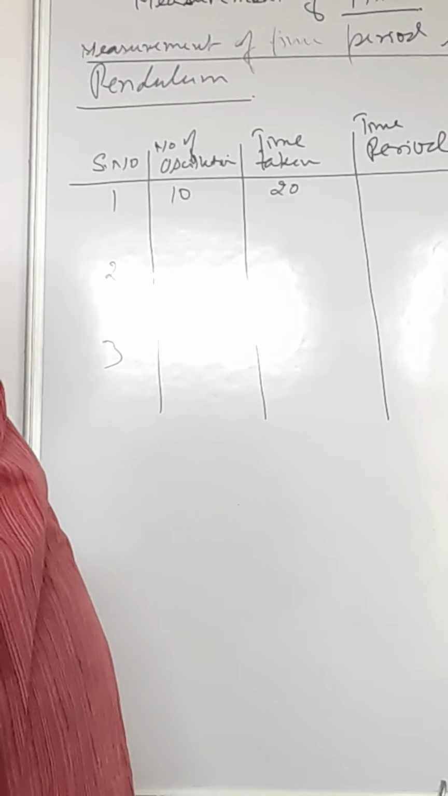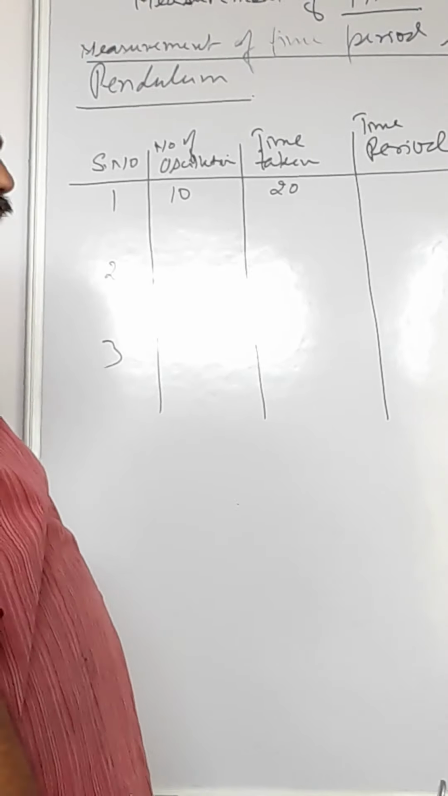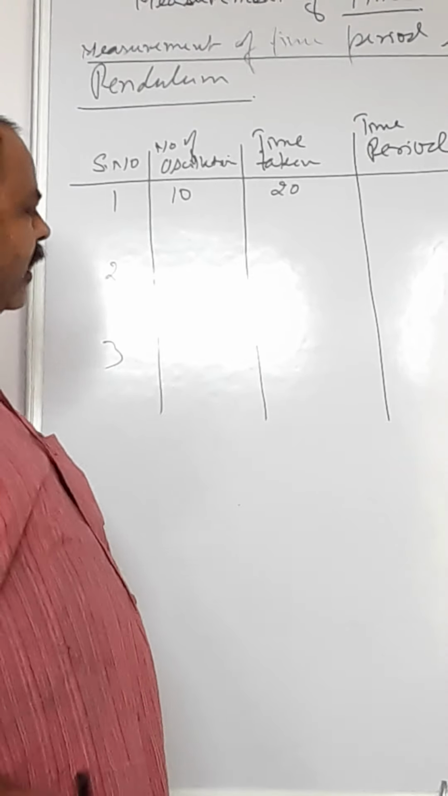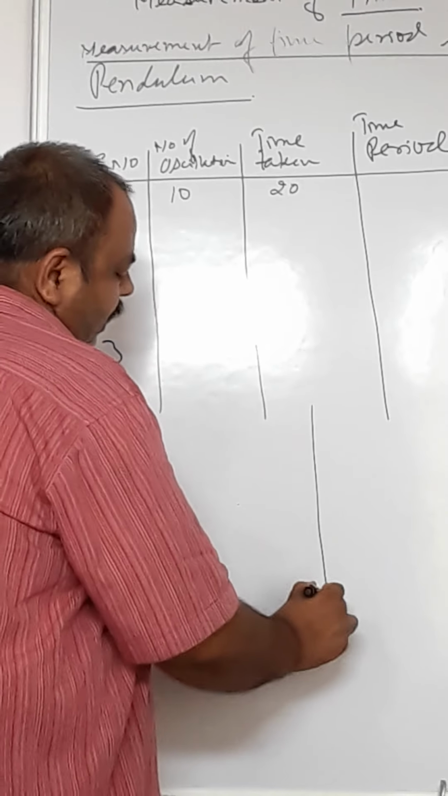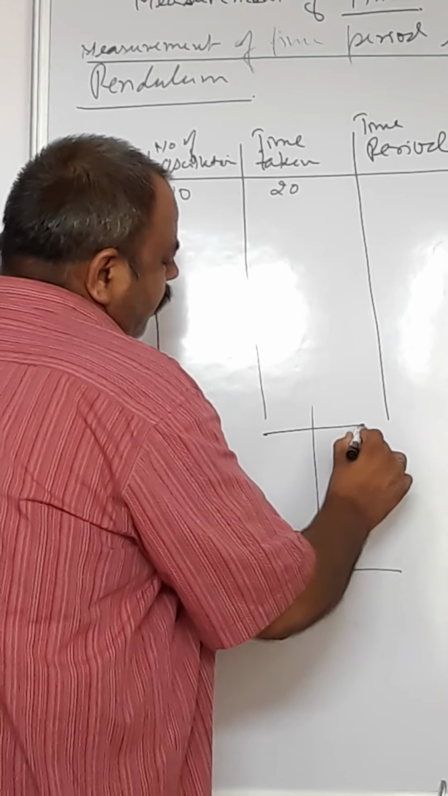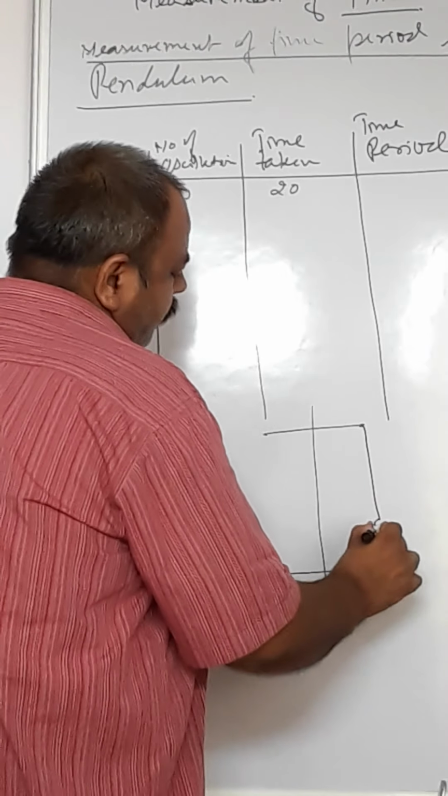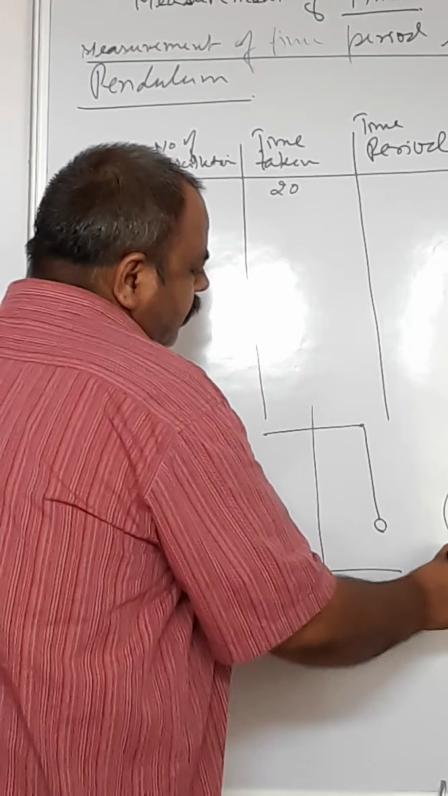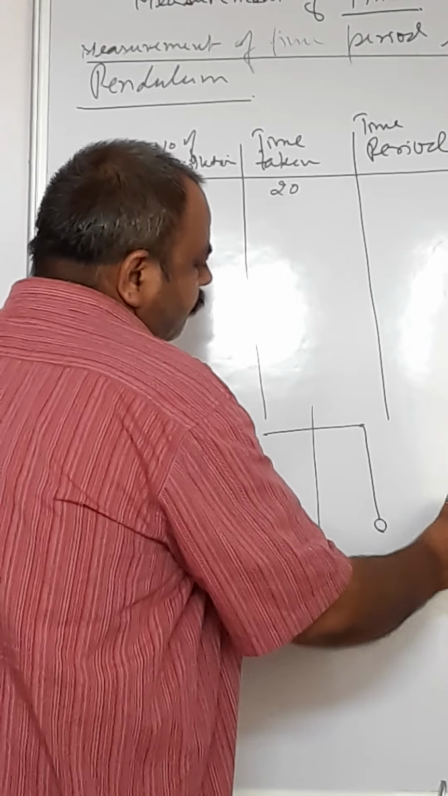Here I have made the stopwatch on. This is laboratory work: the stopwatch on, and the pendulum stand. This is the kind of stand we have in the lab. Here we mount the simple pendulum, a bob. Here we keep our stopwatch.